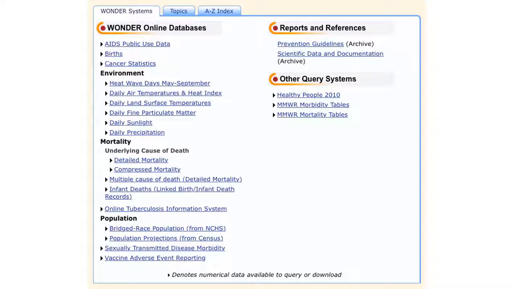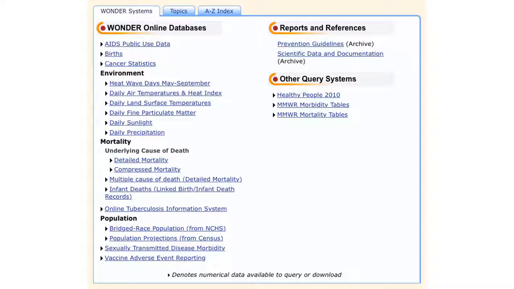So here's a screenshot of what the CDC Wonder website looks like when you first log on or go to it. So the first page is the Wonder systems. There's a number of databases. You can use the AIDS public use data. There's a birth file, cancer statistics.